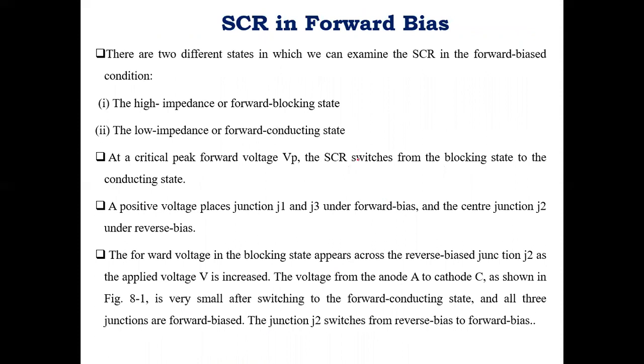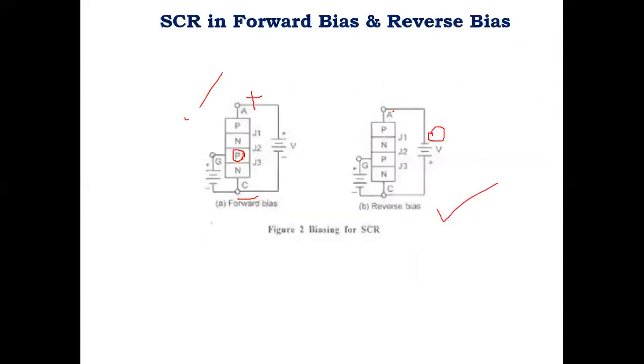So already we discussed this: the high impedance forward blocking state and the low impedance forward conducting state. So this is the forward bias and reverse bias condition. So let's see the power supply given to the anode and cathode. It defines the bias between the circuits. If you are giving positive and negative to the particular terminals, the same polarity is called a forward bias. If we are giving different polarity, it will be a reverse bias circuit.